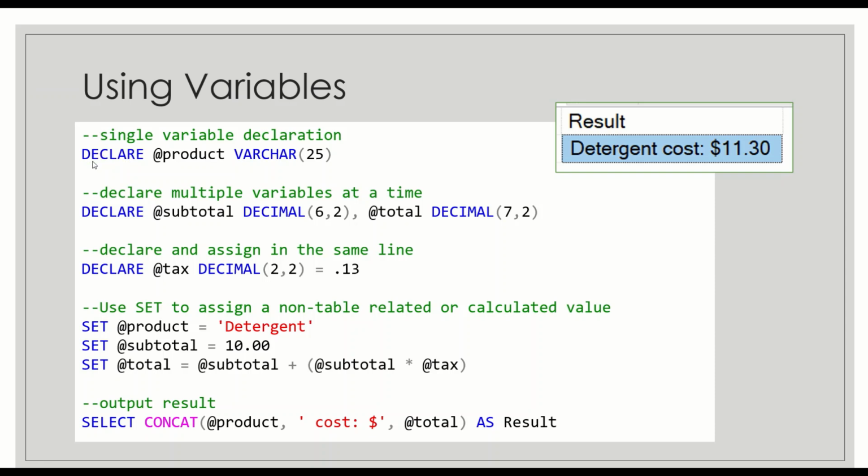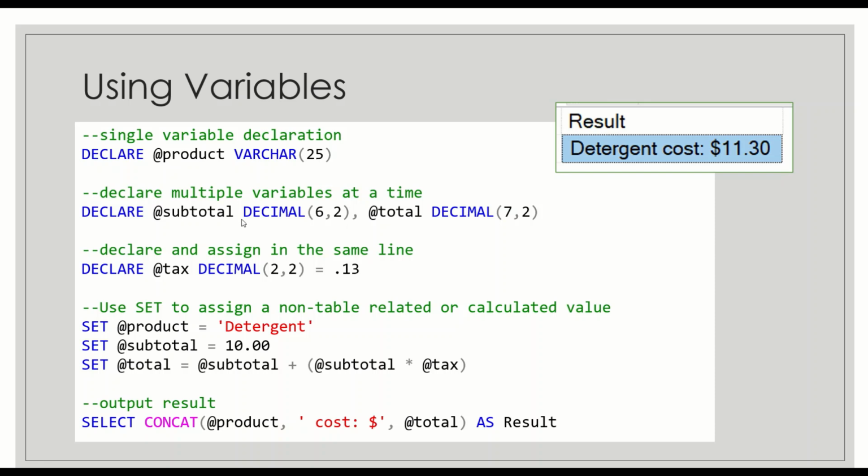So our first statement is a declare statement. The word declare is required when we're going to call into existence any variable name. So before using that variable, it has to be created in a declare statement. We start off with the word declare. We give our variable a name that begins with the @ symbol, and then we include the data type. So the variable that I've declared here is called product, and it's a data type varchar with the length of 25.